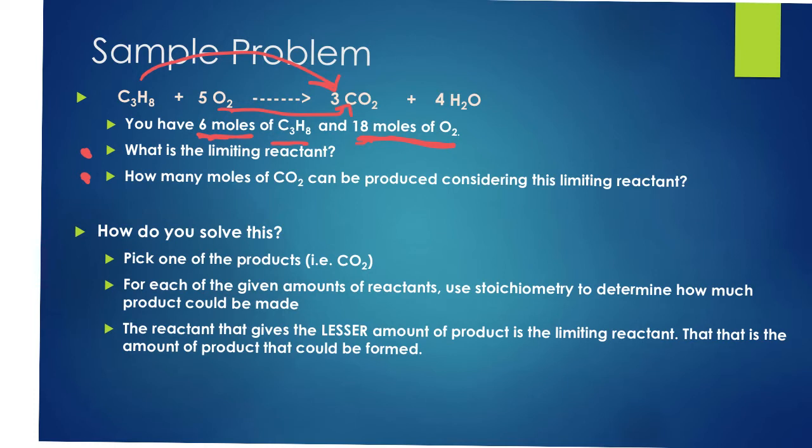And then you're going to compare those two values, okay? And the one that produces the least amount of product is the limiting reactant, and that's the one that's going to determine how many moles of carbon dioxide can be formed. So that's just talking out the problem. Let's try to use stoichiometry to solve that.